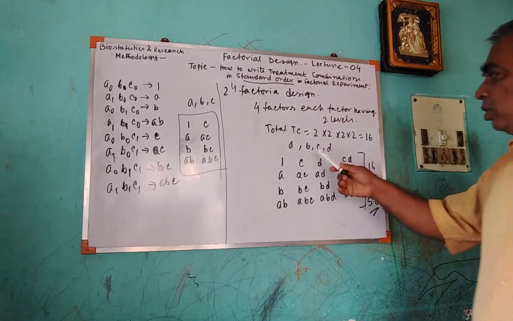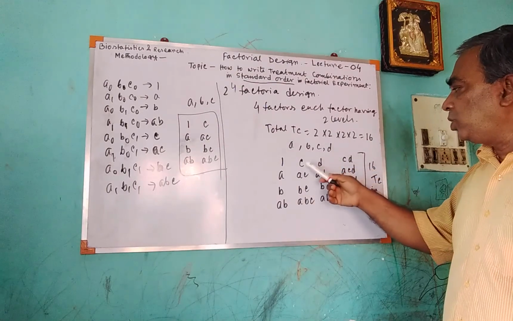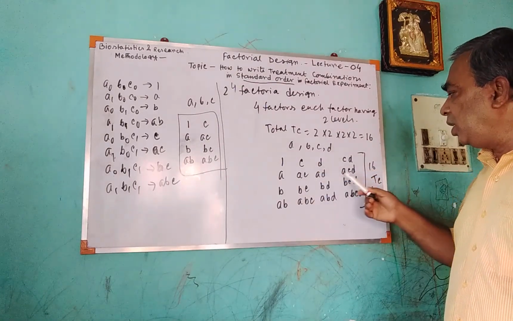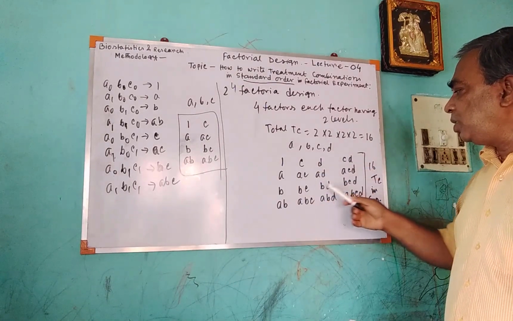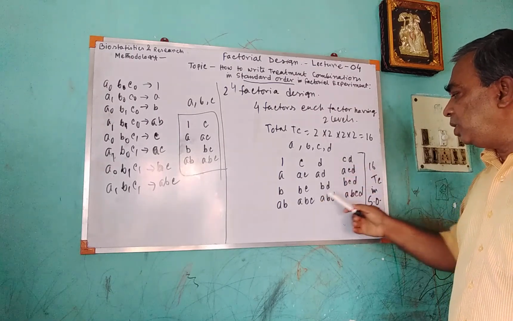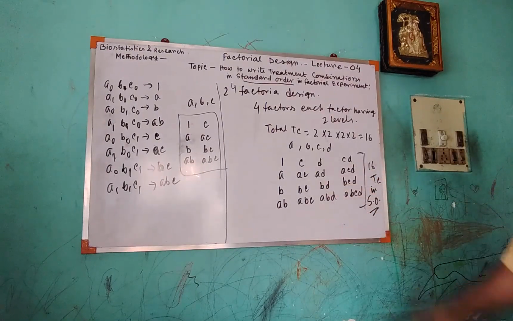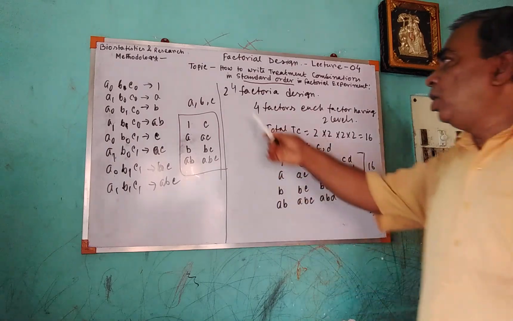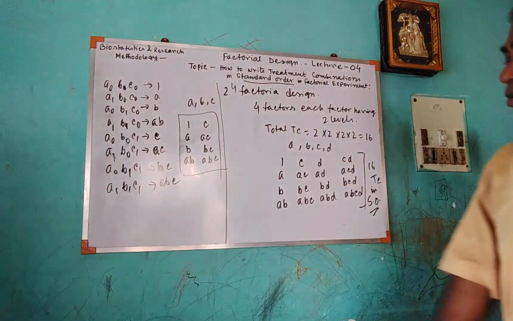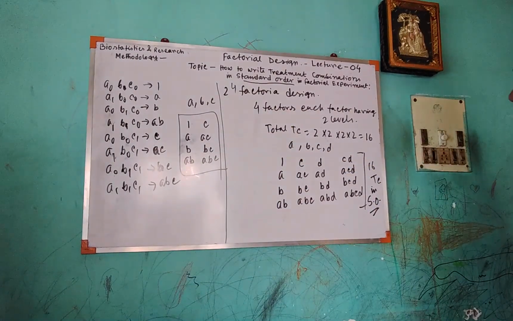Now multiplied with D with this. D into C, that is CD. D into AC, that is ACD. D into BC, that is BCD. D into ABC, that is ABCD. These are the 16 treatment combinations for 2 to the power 4 factorial design.